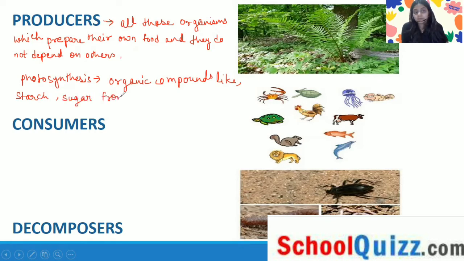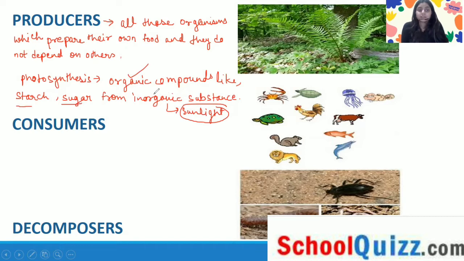So what are the inorganic substances here? Sunlight. Plants use sunlight to prepare their own food. So sunlight and chlorophyll are the inorganic substances, and what organic compounds are formed? Starch and sugar. So you can see how plants prepare their own food.